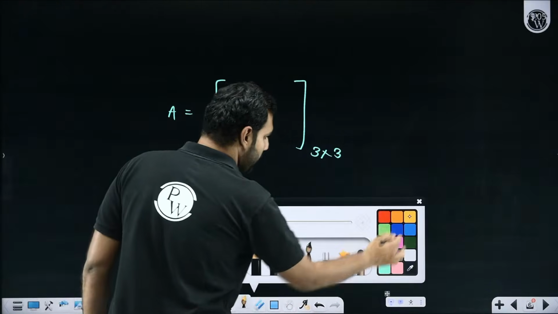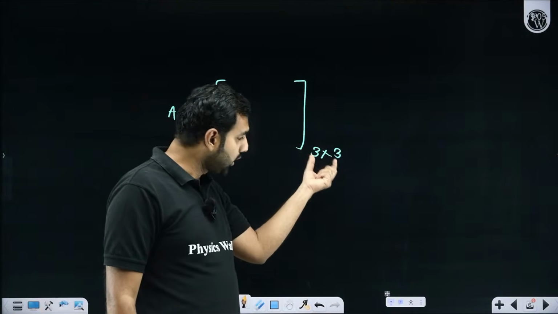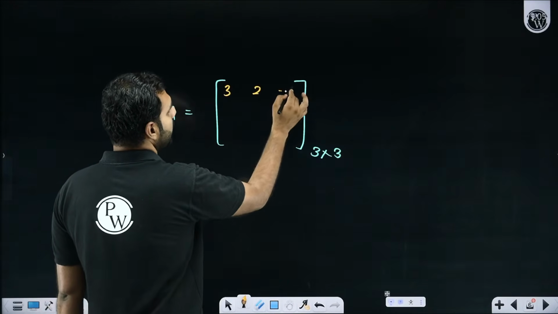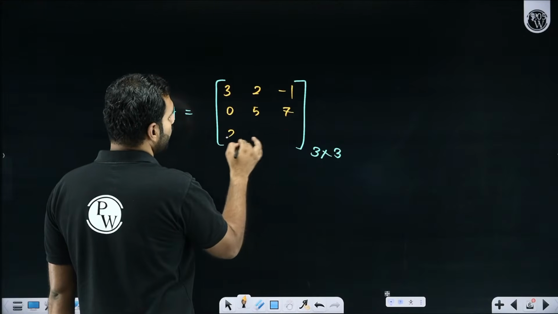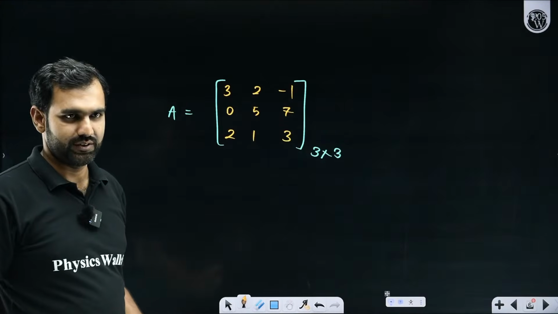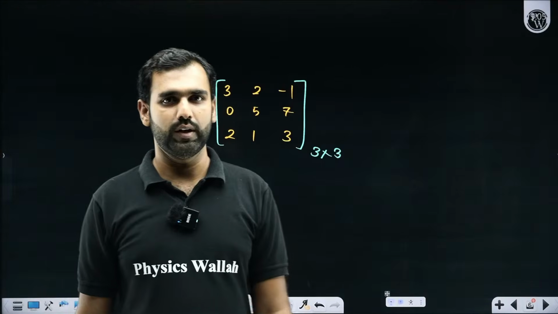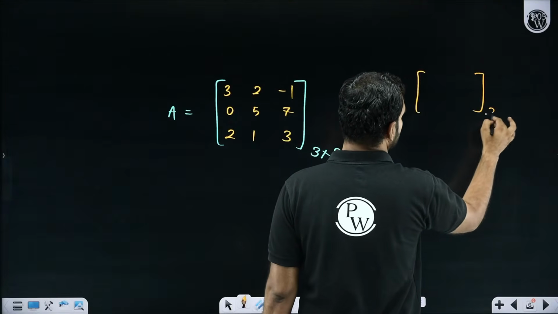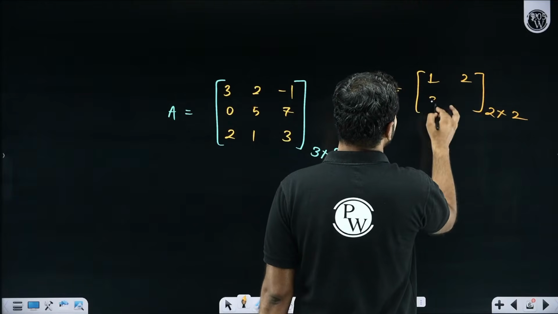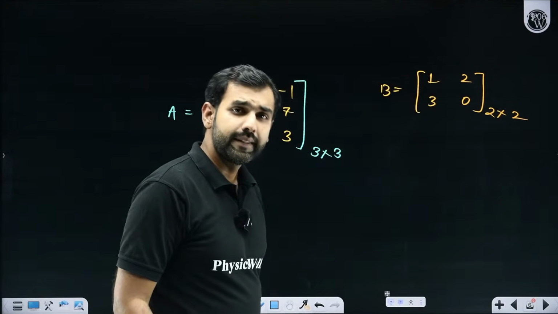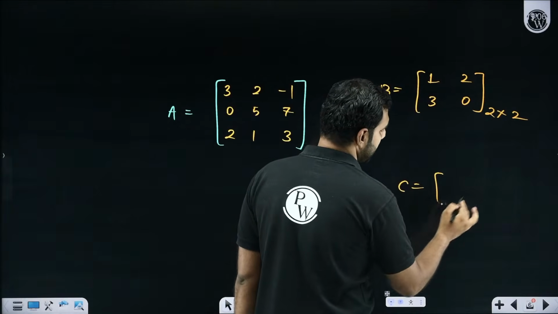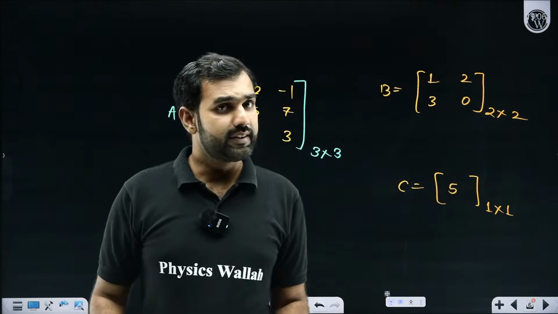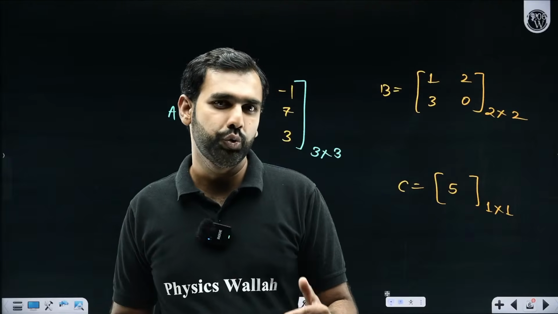First of all, I'm trying to tell you about a matrix of third order, which means 3 by 3, so it has 3 rows and 3 columns. For example, 3, 2, -1, 0, 5, 7, and 2, 1, 3. That's a matrix of order 3. Similarly, I can have a matrix of order 2, meaning 2 rows and 2 columns, with elements like 1, 2, 3, and 0. There can be a square matrix of order 1 as well: 1 row, 1 column, so it will have only one element, let's say 5. So these are square matrices of order 1, 2, 3 respectively.